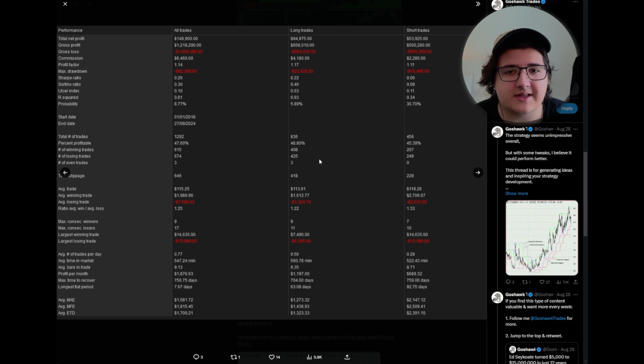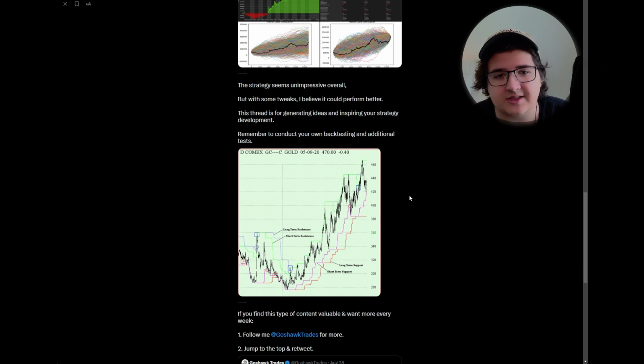So overall, I think this leads to the conclusion that the strategy does seem unimpressive, but potentially with some tweaks. What I would be thinking about is having tighter risk management techniques, potentially getting rid of the short trades and trying to increase the amount of trades it's taking on the long side, and see if I can beat the S&P 500 on that side of things. And if I can, then I could potentially add this into a portfolio of strategies.